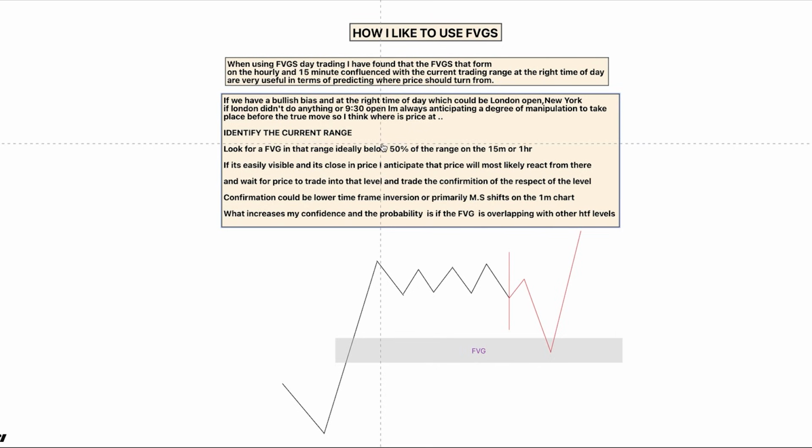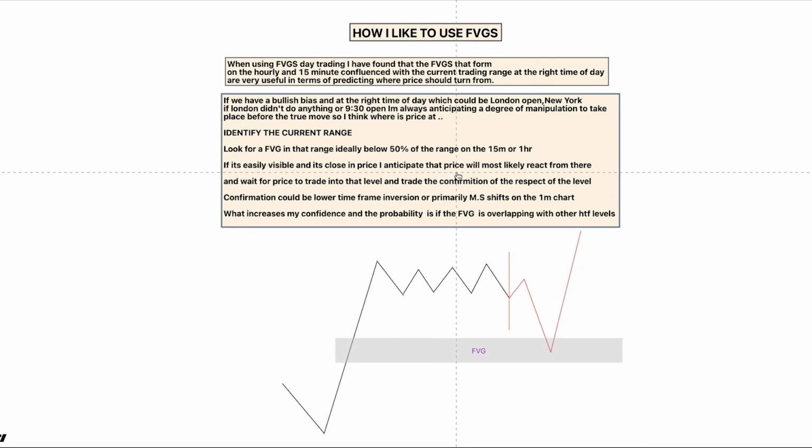Sometimes if price is too bullish, you find that it uses the premium arrays, like a premium fair value gap in the upper 50% of the range, if price is just super strong and super bullish. But typically I like to look for the fair value gaps that are below 50% of the range. So I identify the current range, look for the fair value gap, and if it's easily visible and close in price, I anticipate that price will most likely react from there.